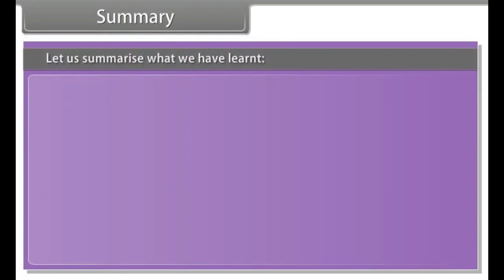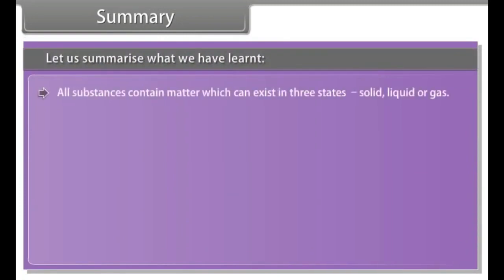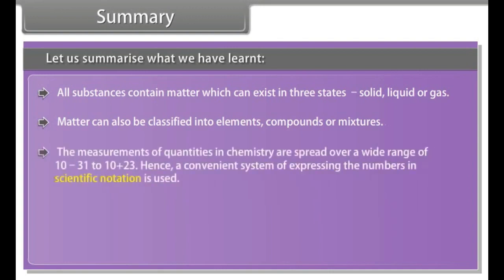Summary. Let us summarize what we have learned. All substances contain matter which can exist in 3 states: solid, liquid, or gas. Matter can also be classified into elements, compounds, or mixtures. The measurements of quantities in chemistry are spread over a wide range of 10 to the power minus 31 to 10 to the power plus 23.